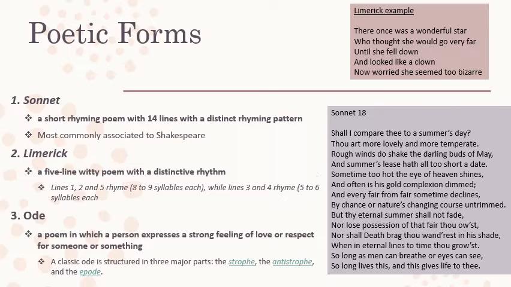If you look at examples right here, and this one, and then this one, as you can see, "Sometime too hot the eye of heaven shines," comma, the sentence is not over. So once it goes down to here, it becomes a new line. So each space or segment is a new line, regardless of whether the sentence is done.